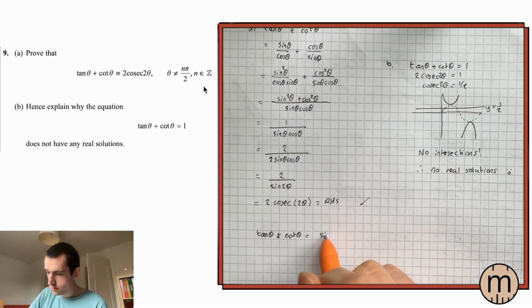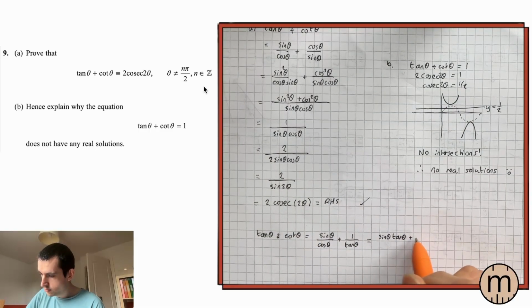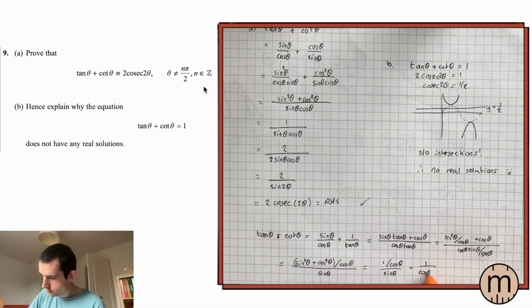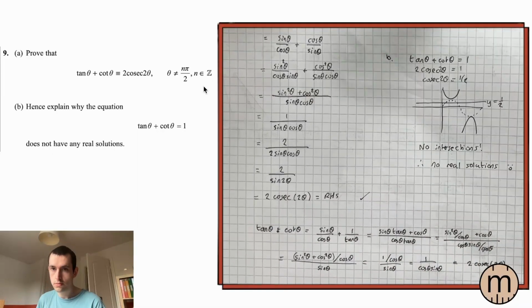And here I'm going to go through the proof of how to do it if you turned cot into 1 over tan. You can see it does work in the end, but you get some triple fractions along the way, which is not too nice. Of course, if you did this, you wouldn't lose any marks.